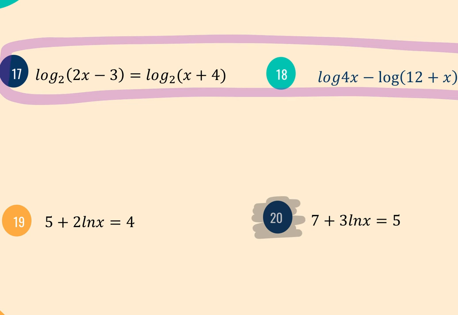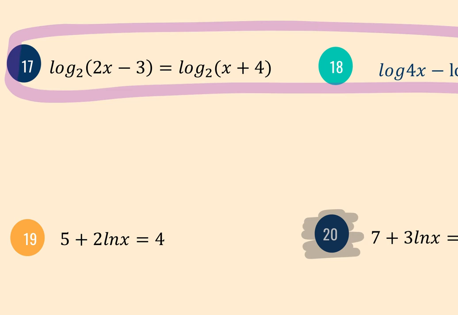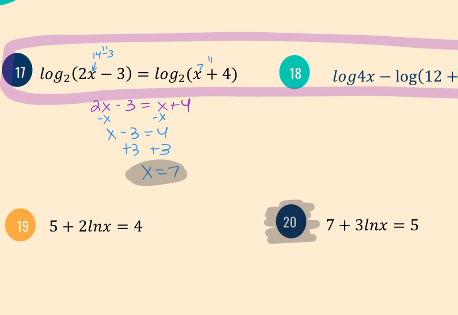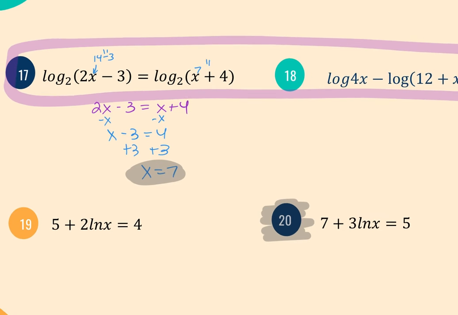All right, 17 and 18 we skipped. 17 is again one-to-one, one log on either side of the equal sign. So 2x minus 3 would equal x plus 4. Subtract the x. x minus 3 equals 4. Add the 3. x is 7. Check it. If I plug it back in here, I get 14 minus 3. That's positive. That's fine. 7 plus 4 would be 11. That's fine. So I keep it. These all haven't, like the last three, you haven't used your calculator. So these would be more like on next week's part.